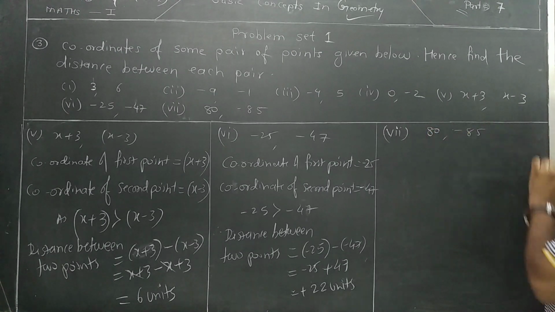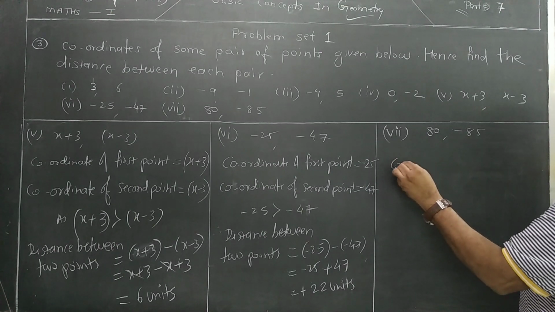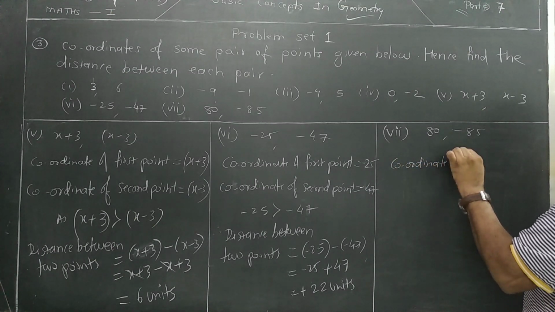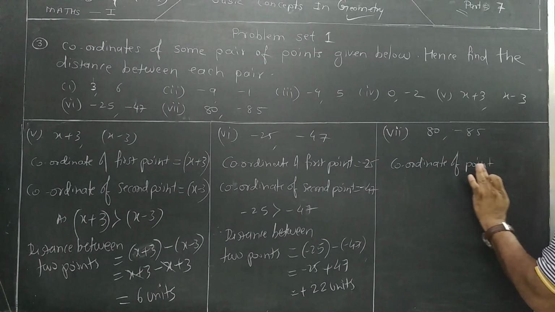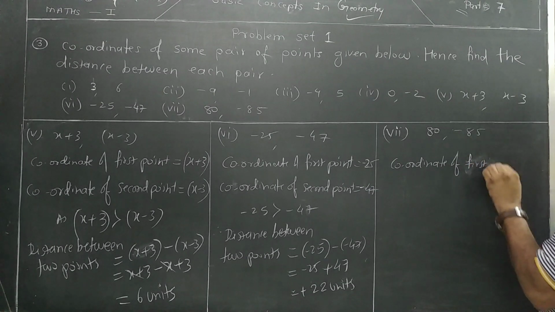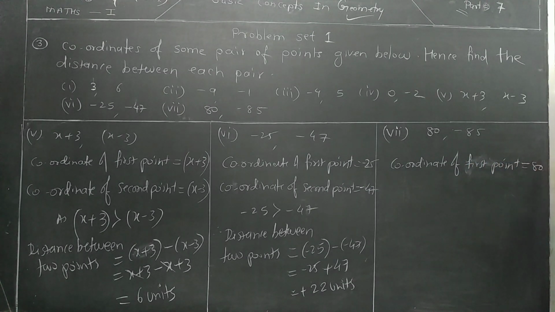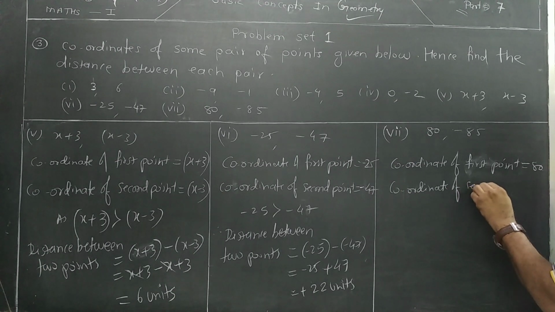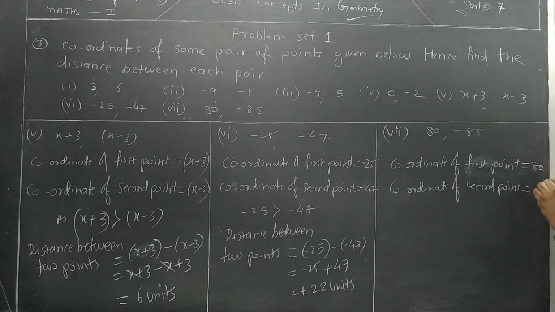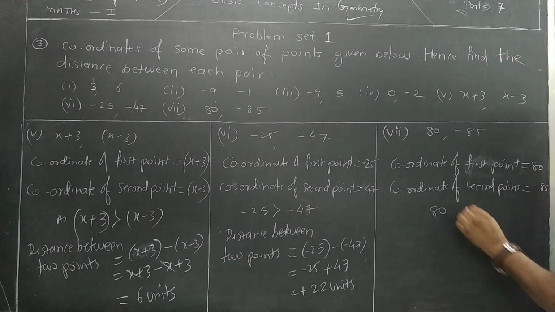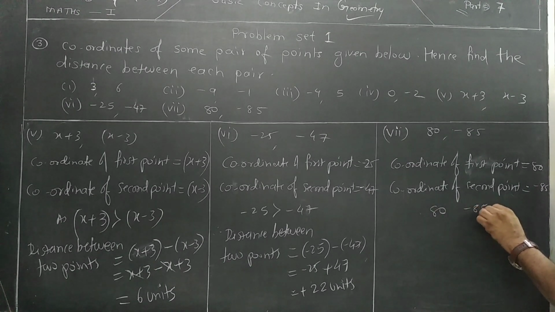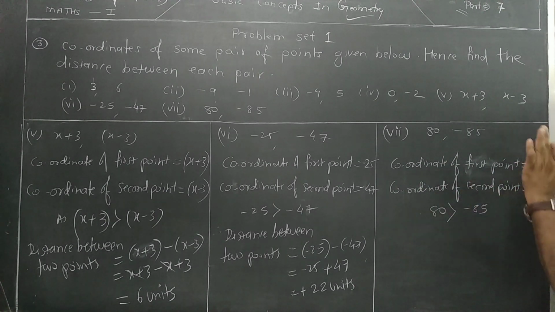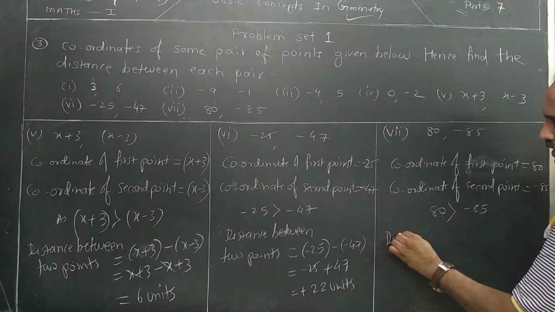Okay, now just 7th question. 80 and minus 85. So what are you going to write? Coordinate of first point is equal to 80 and coordinate of second point is minus 85. And now 80 or 85 में, but 80 is plus and minus 85 is negative. Definitely 80 is greater than minus 85. Your positive numbers are always greater than what? Negative numbers.